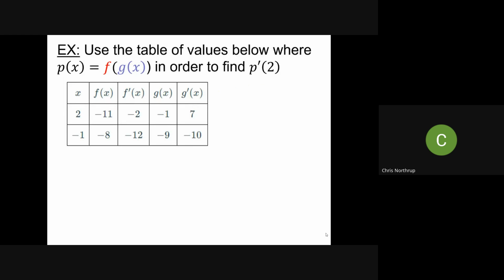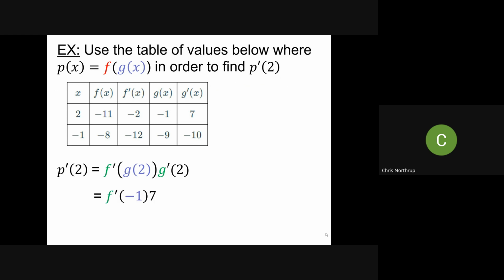So for example, let's say that I have a chart of x values and f and g values where my function p of x is defined as f of g of x. I'm supposed to find p prime of 2, so the derivative evaluated when x is 2. By definition, p prime of 2 will be f prime of g of 2 times g prime of 2. If I look at my table, when x is 2, g looks like a -1. When x is 2, g prime of 2 looks like a 7.